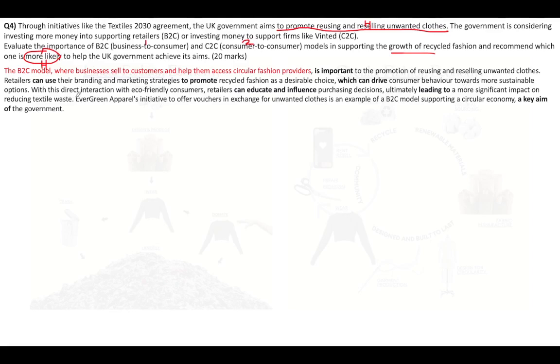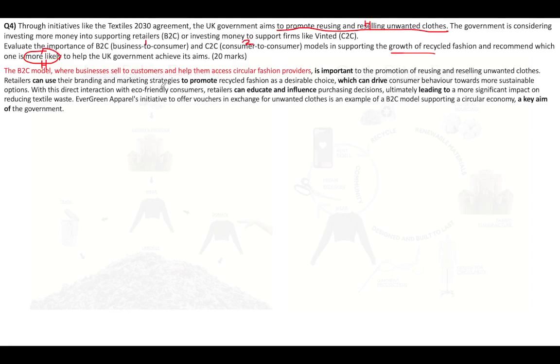Back to the hook. Evergreen Apparel's initiative to offer vouchers application in exchange for unwanted clothes is an example of a B2C model supporting a circular economy, a key aim of the government. So at the end of the chain of argument, we've made it absolutely clear that it's directly linked to the hook in the question. This creates another chain of argument. We've got obvious contextualization there of B2C in action. And we're not just talking about consumers, we're talking about eco-friendly consumers.